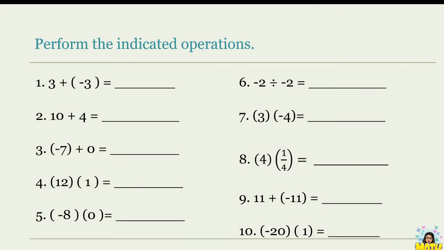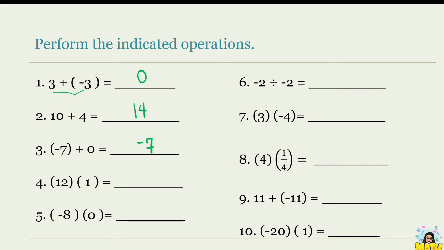Number 1, 3 plus negative 3. Since we have different signs, we need to subtract their absolute values. 3 minus 3, that is 0. And we know that 0 is neither positive nor negative. Wala siyang sign. Number 2, 10 plus 4, that is 14. Number 3, negative 7 plus 0. Since wala naman tayong idinagdag, the answer will remain negative 7.